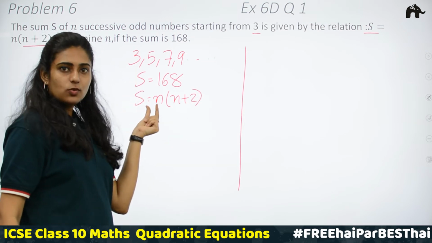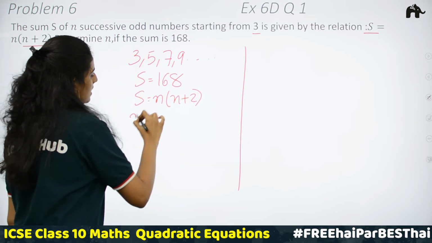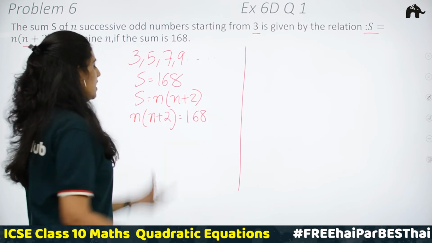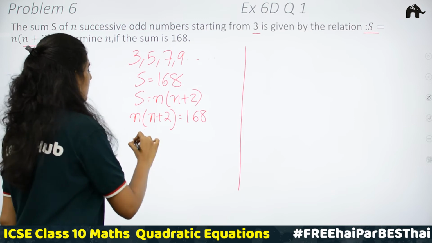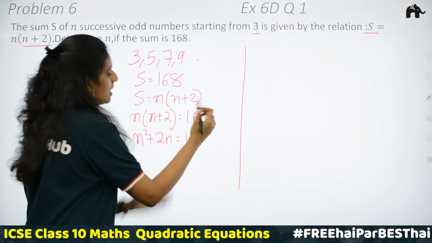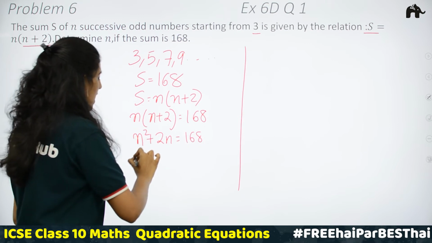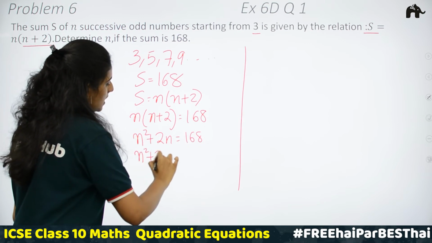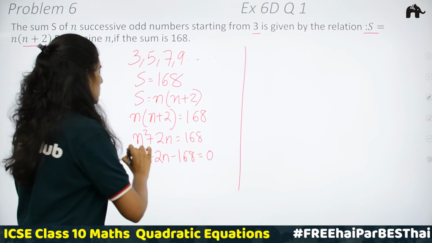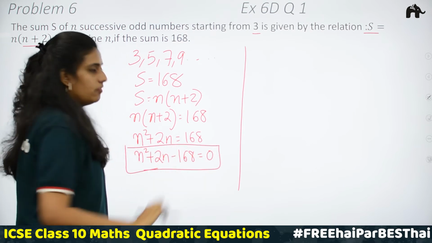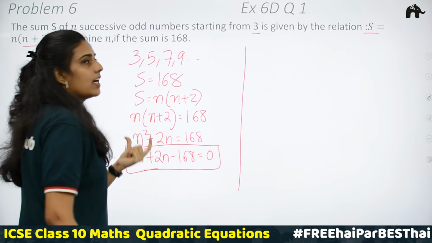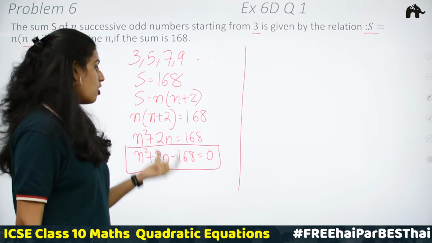Left hand side is equal. Yes. So, we can equate this. N into (n plus 2) is equal to 168. Now, removing the brackets and multiplying, n square plus 2n is equal to 168. Bringing all the terms to left hand side, n square plus 2n minus 168 is equal to 0. Now, this is a quadratic equation. We have to solve this quadratic equation to find the value of n. You can use the factorization method or the formula to solve this.